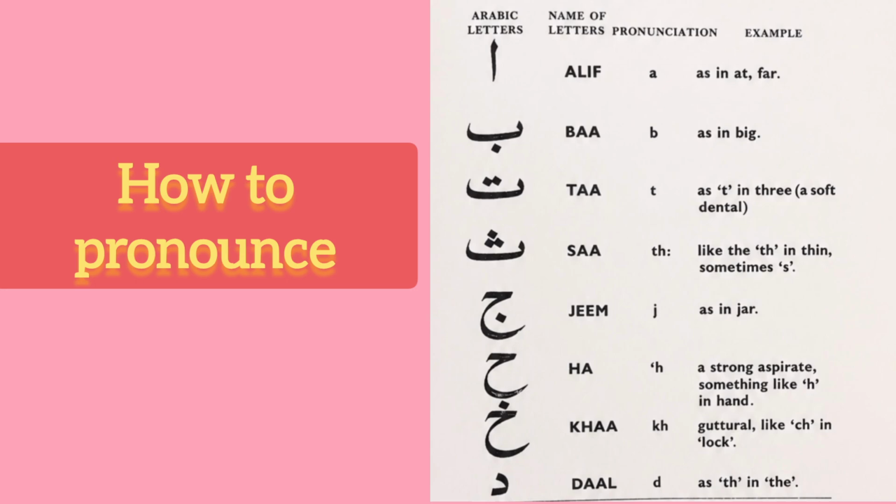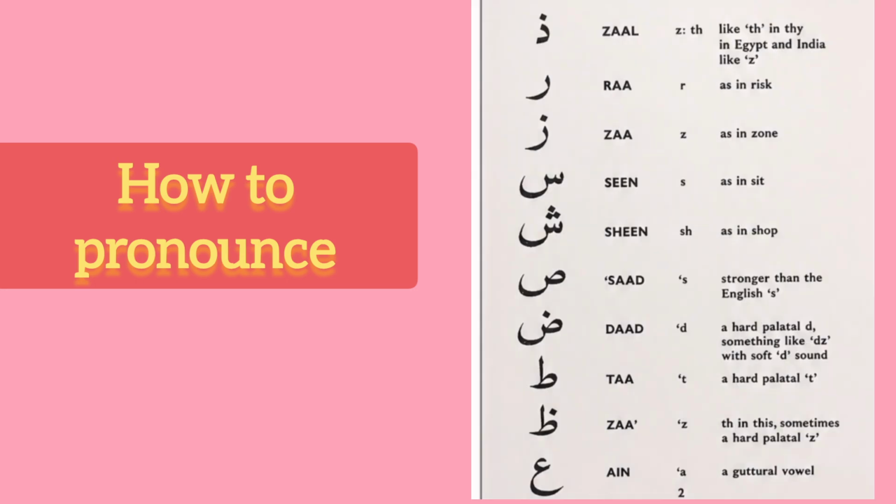Dal, da. Dhal, sounds like tha in Thai in Egypt and za in Indian. And ra as ra in risk, za as za in zone, seen as sa in sit, sheen as sha in shop. Sad is a slightly stronger S. Dad, that is used as D or sometimes DZ with a soft D sound. Then ta is a hard T.